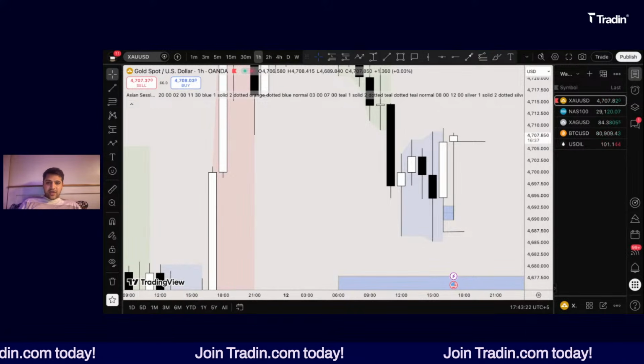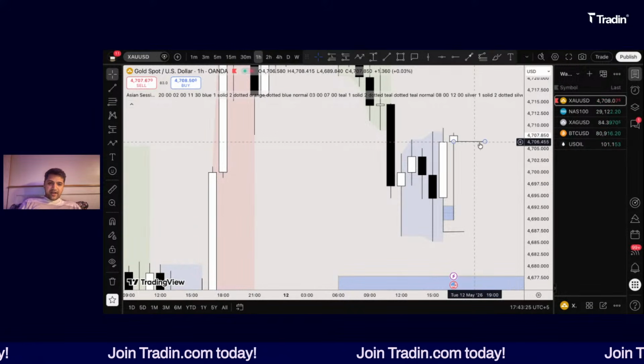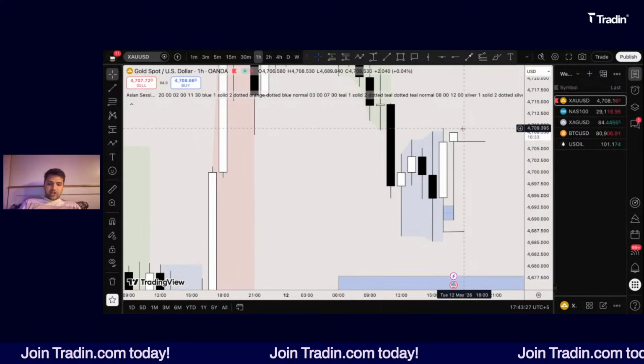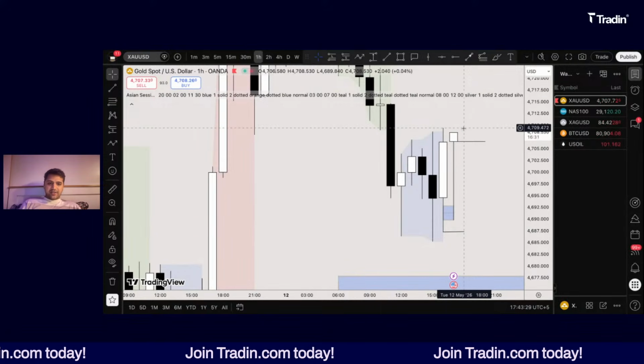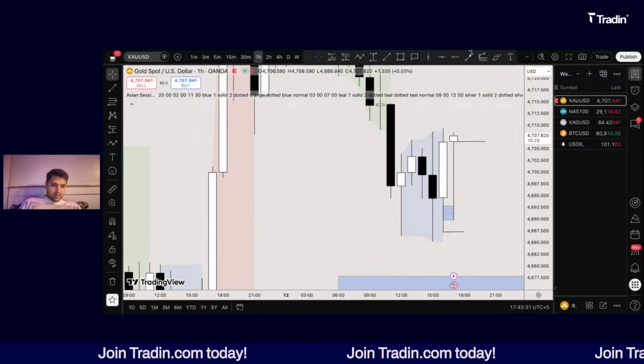Okay, guys. So as you can see, the 30-minute candle has officially flipped bullish, and it's trying to break the previous 30-minute highs. Let me read the chat.